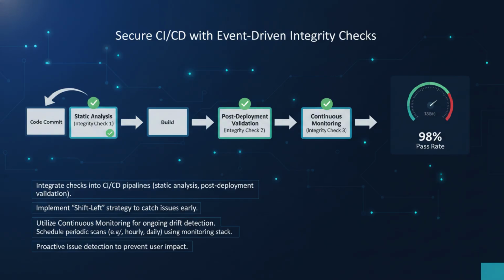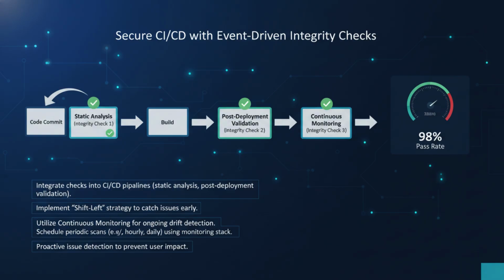For instance, during the continuous integration phase, configuration files and IAC templates should undergo static analysis and linting to catch syntax errors or policy violations before deployment. In the continuous deployment (CD) phase, after infrastructure is provisioned or updated, automated checks should immediately run post-deployment validation. This shift-left approach means catching issues earlier, making them cheaper and faster to fix.